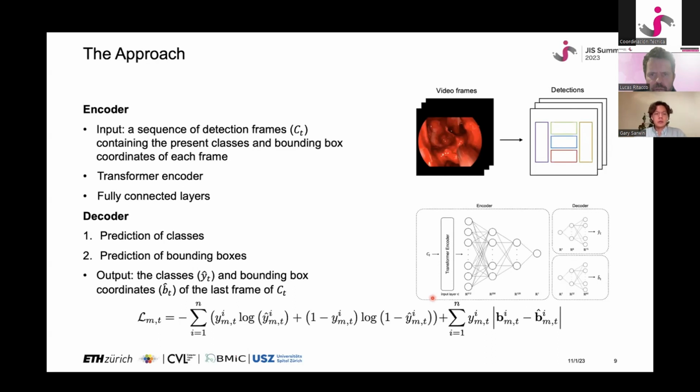Afterwards, we have two decoders. One predicts the classes and one predicts the bounding boxes. We do this only for the last frame in our sequence, since we want our position on the surgical path to correspond to our current position, which is the last frame. We optimize this network using the following loss function. It consists of a cross entropy loss for the classes, followed by a bounding box loss, which is an L1 loss, and also conditional, so it's only calculated for the present classes.